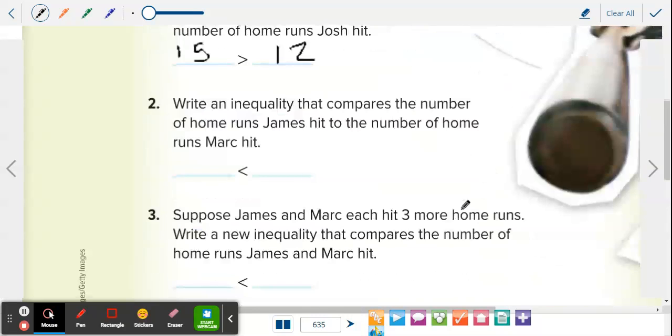Okay, number 2, write an inequality that compares the number of home runs James hit to the number of home runs Mark hit. So how many did James hit? 19. And how many did Mark hit? 23.